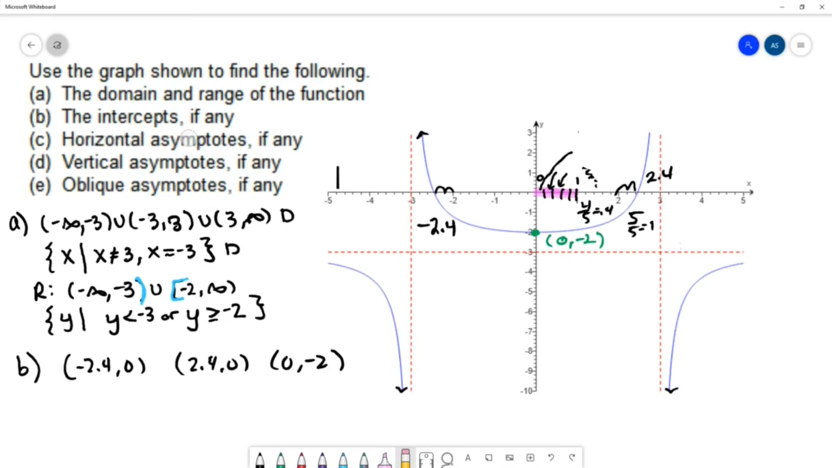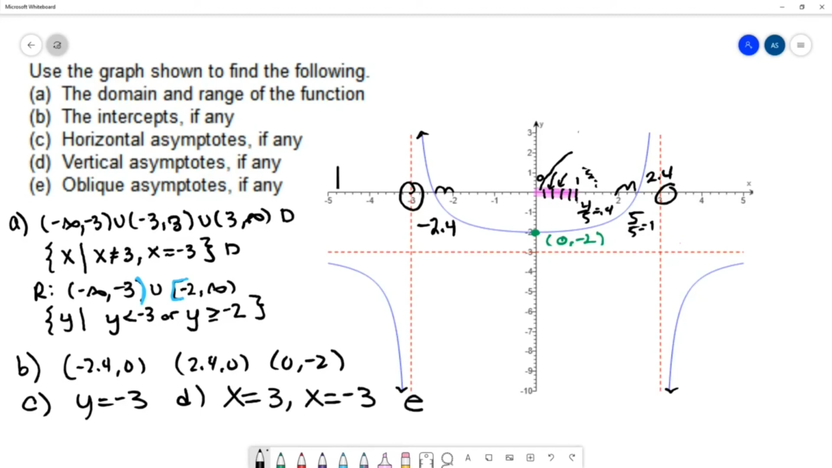So now we're going to look for horizontal asymptotes, vertical asymptotes, and oblique asymptotes. And we really had to already find them to understand what the domain and range were. So we located a horizontal asymptote at y equals -3. So that is part C. Y equals -3 is the horizontal asymptote. Vertical asymptotes, we had 2 of them at -3 and 3. And that's x equals 3, x equals -3.